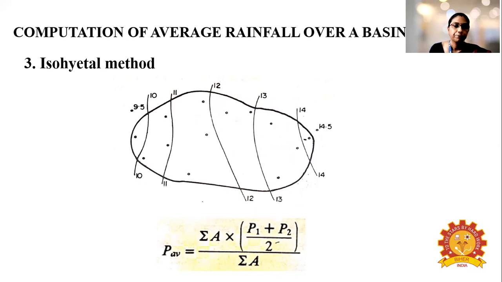P1 is the precipitation of one contour line, that is, of the area enclosed by two contour lines. So the precipitation of one contour line is P1, and P2 is the precipitation of another isohyet or contour line. So you have to take the average and multiply it with the area, and in the denominator you have to sum up all the area under consideration. By this method we can calculate or compute the average rainfall over a basin. With this I'll finish. Thank you.